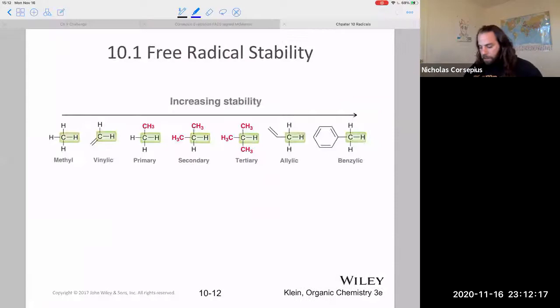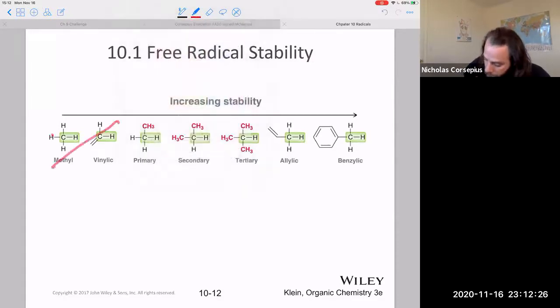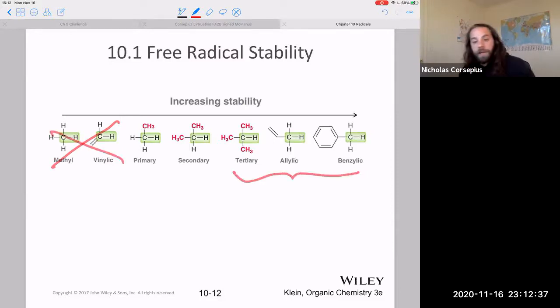So if we're going to compile a master cheat sheet here, this is what we see from increasing stability. We have our super unfavorable vinylic and methyl radicals, all the way to our incredibly favorable, I guess we can lump tertiary in there too, tertiary, allylic and benzylic radicals. Okay, so just keeping that in mind.